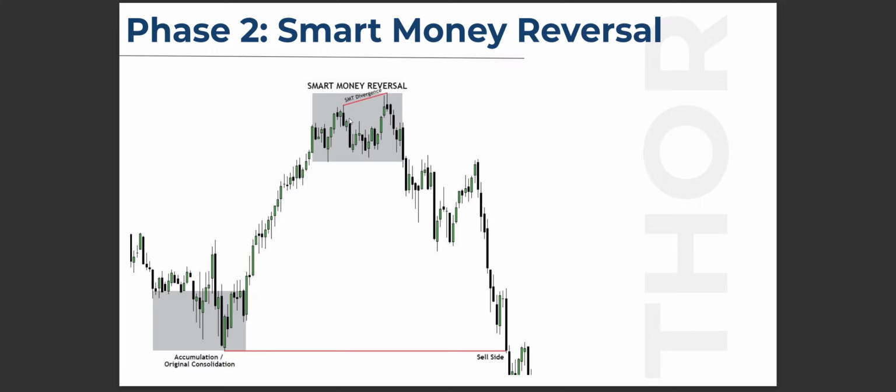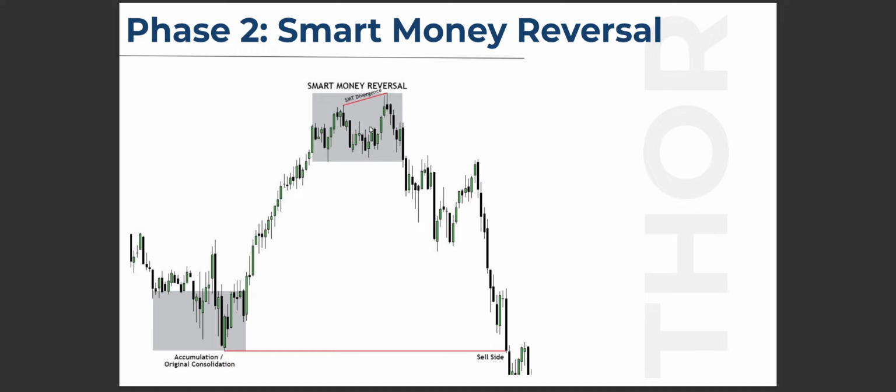So in this expansion leg, after the algorithm raids some sort of liquidity pool, okay, it starts stalling. Okay, now it's in a consolidation again. Okay, now in that consolidation, what's going to happen is it is going to create some sort of divergence between assets. Okay, this is what we call SMT divergence.